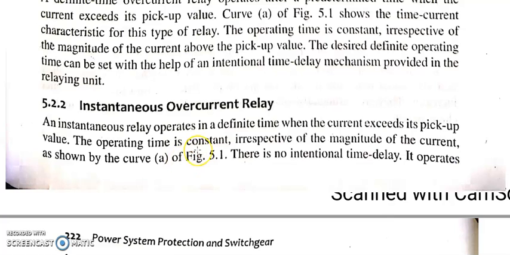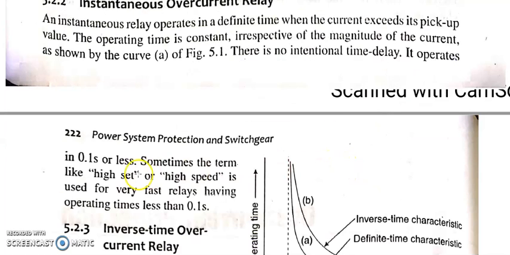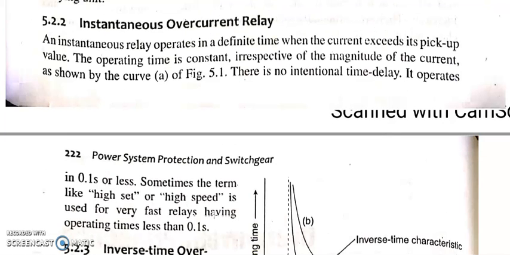Here also the operating time is constant irrespective of the magnitude of the current, as shown in the figure below. Again, there is no option to introduce an intentional time delay. It operates in 0.1 second or even less, so fast. Sometimes the terms high set or high speed are also used for such relays, which have an operating time of less than 0.1 second. As soon as the current exceeds the pickup value, the relay will start to operate. It does not wait for a certain period of time. That's why it is named the instantaneous overcurrent relay.